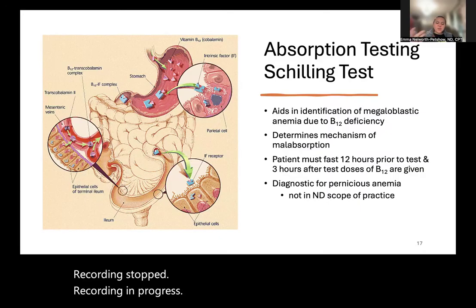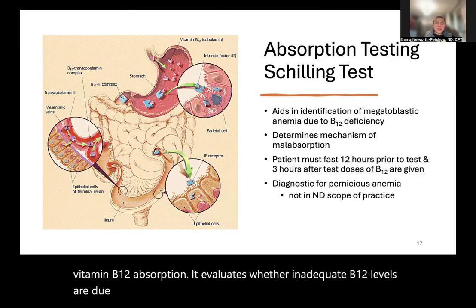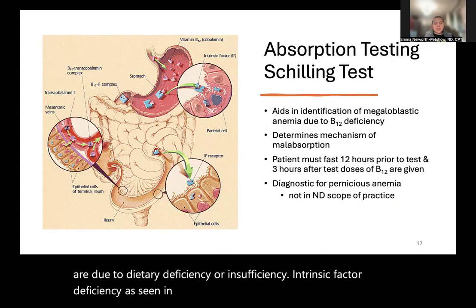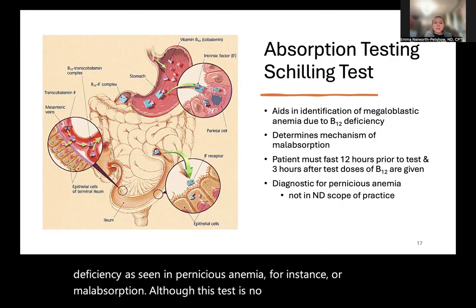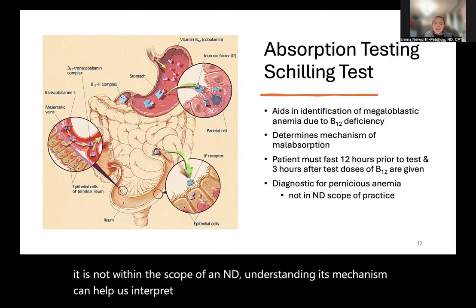The Schilling test is an older but elegant assessment of vitamin B12 absorption. It evaluates whether inadequate B12 levels are due to dietary deficiency or insufficiency, intrinsic factor deficiency, as seen in pernicious anemia, for instance, or malabsorption. Although this test is no longer commonly used and it is not within the scope of an ND, understanding its mechanism can help us interpret B12 labs today and understand how intrinsic factor plays its role.